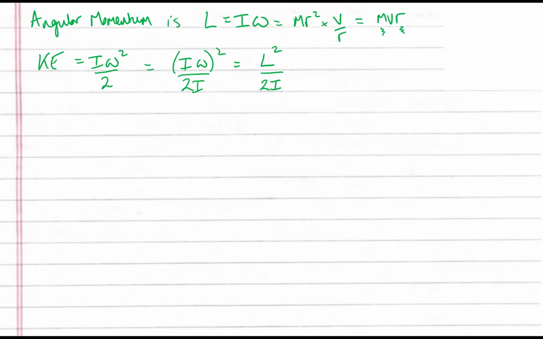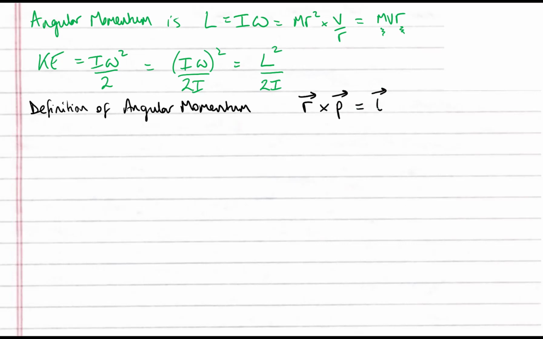I've kind of introduced it to you. We've added a few equations. We've taken a few equations away. But I'm also going to now put forward a definition for angular momentum in terms of vectors. So let's say definition of angular momentum, and that is r, the position vector, multiplied by the momentum vector, is equal to the angular momentum vector.